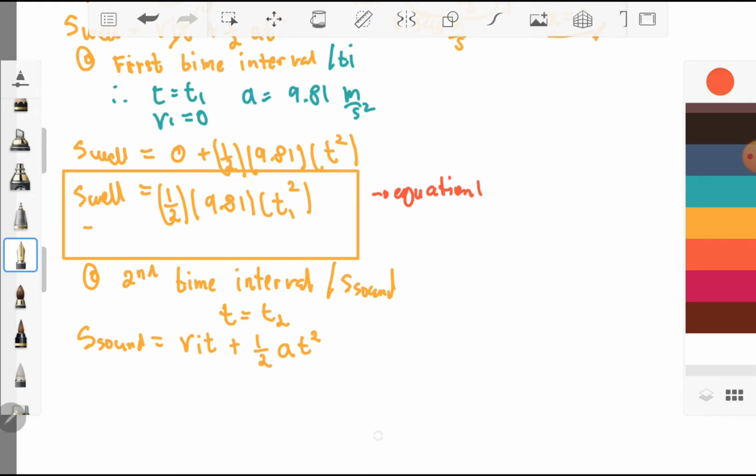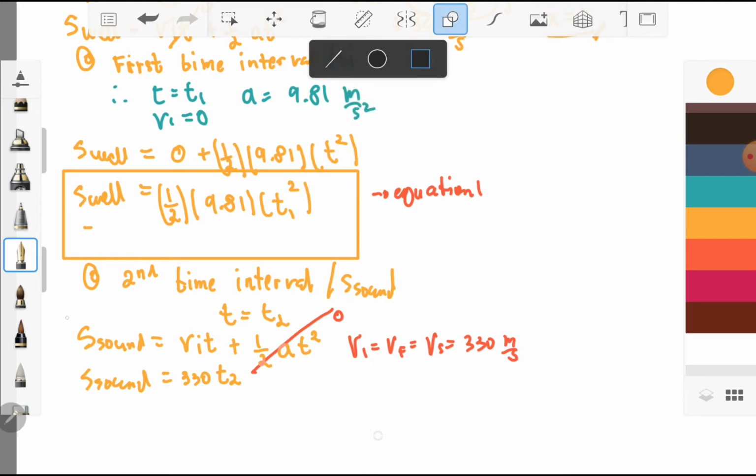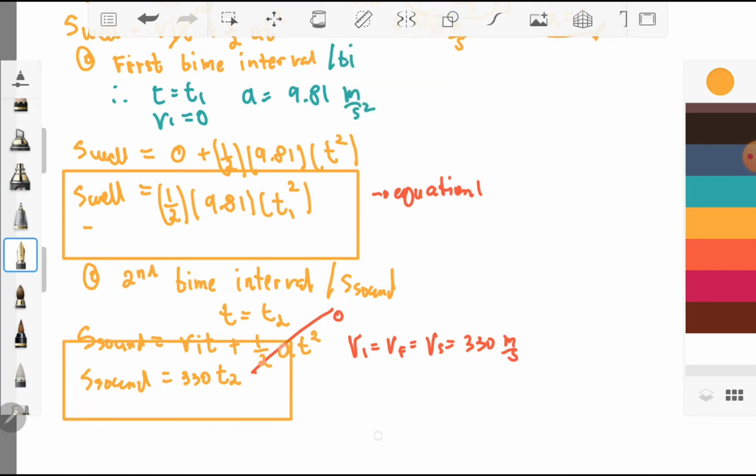Take note that since this is your sound, your VI is equal to VF, which is equal to your VS, which is equal to 330 meters per second, which was denoted a while ago. Since your VI is equal to your VF here at time interval 2, we have no acceleration, so that is 0. Therefore our S sound is equal to 330 multiplied by our T2. This will be our equation 2.